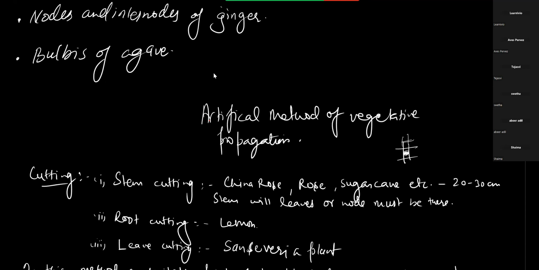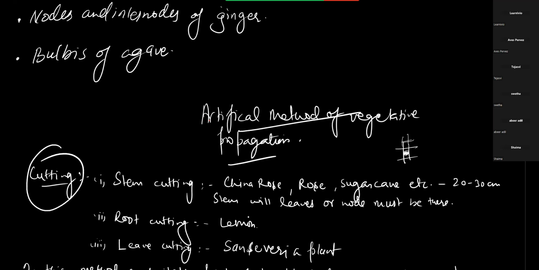The next type of method is called artificial methods. In artificial methods of vegetative propagation, we cut different parts and use different techniques to grow new plants. For example, this is cutting. Cutting of stems, roots, and leaves. When you cut the stems, roots, and leaves, new plants can be grown by this method. Got it?